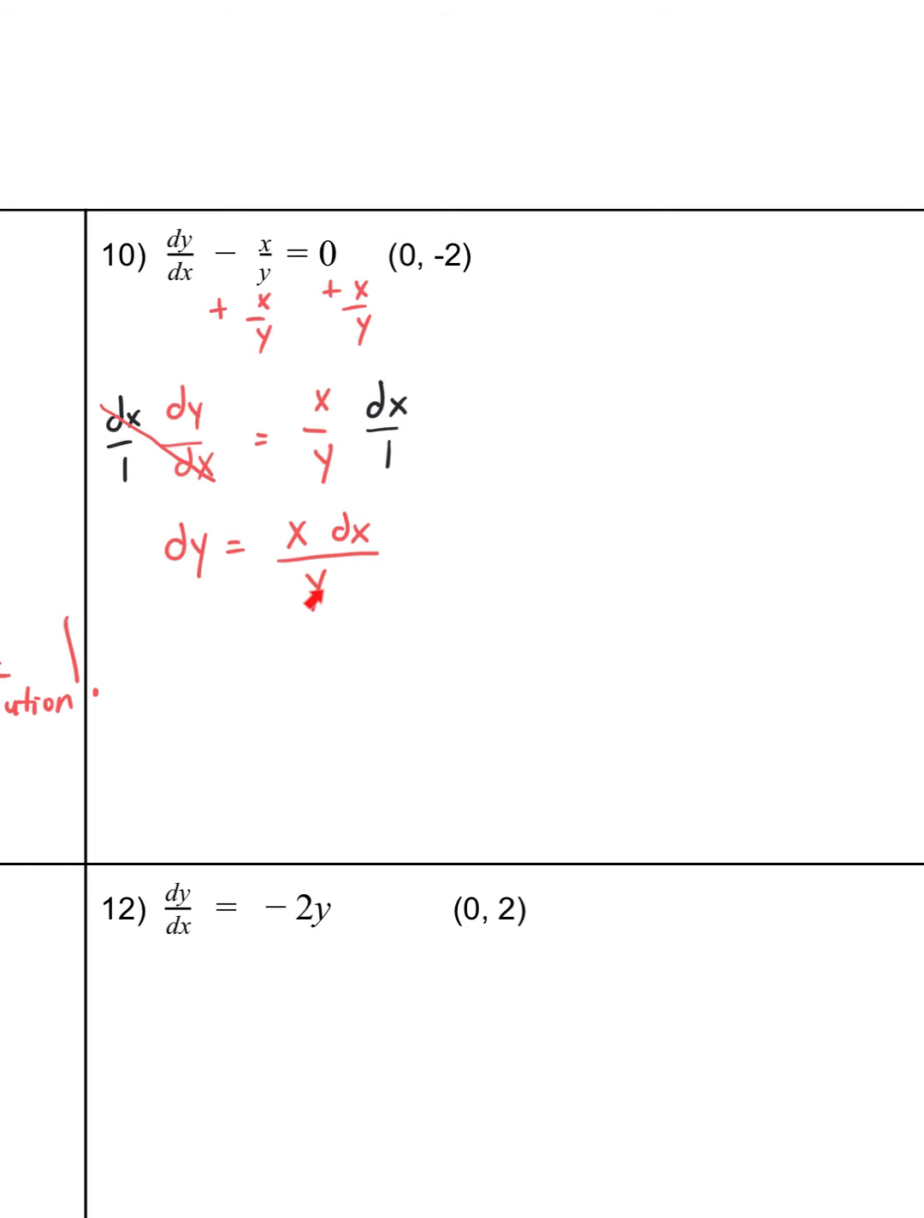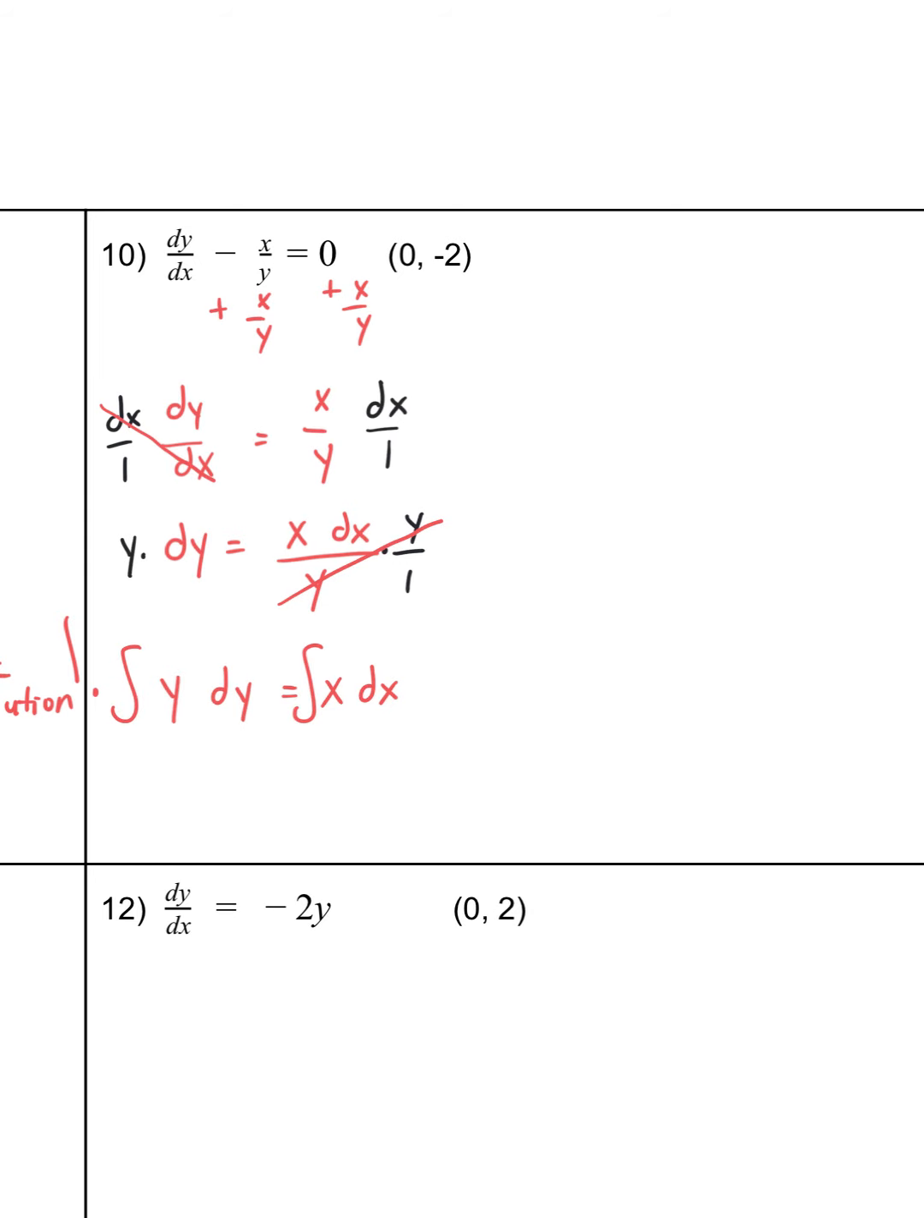Now I simply need to move this y over to the left. And again, because it's in the denominator, I'm going to multiply both sides by y. So y dy is on the left. These are going to cancel. X dx is on the right. Now I integrate both sides.